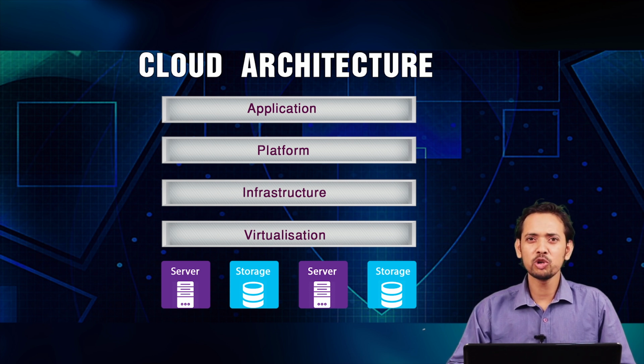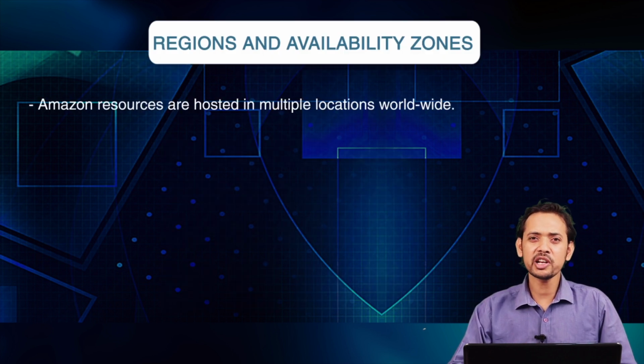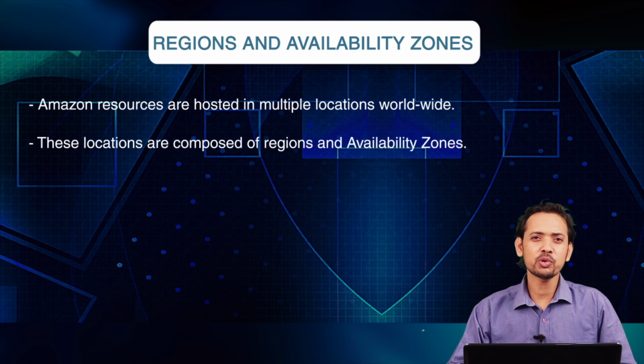around the globe. We loosely call it data centers, but within AWS we call them regions. Then we have availability zones, we also have edge location and edge cache. So let's understand what regions and availability zones are. Now major resources, whether it's storage, compute or networking or any other, are hosted across multiple locations across the globe. These locations are composed of regions and availability zones.